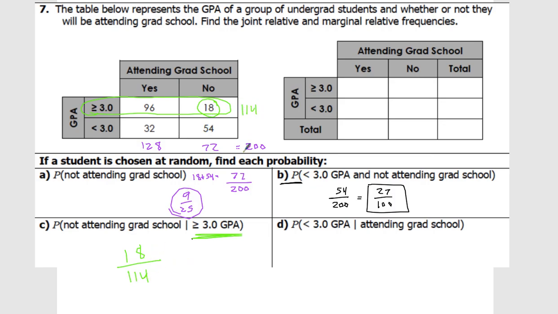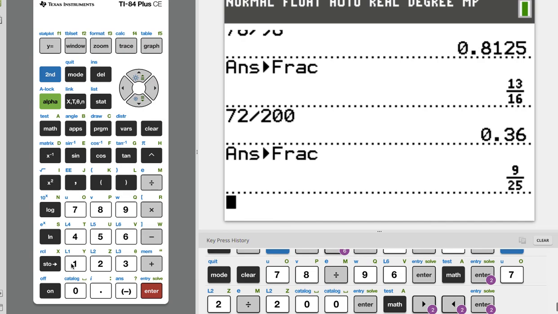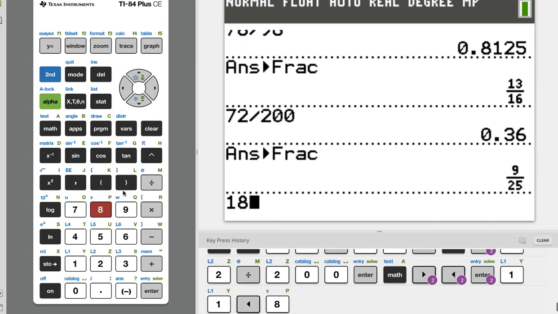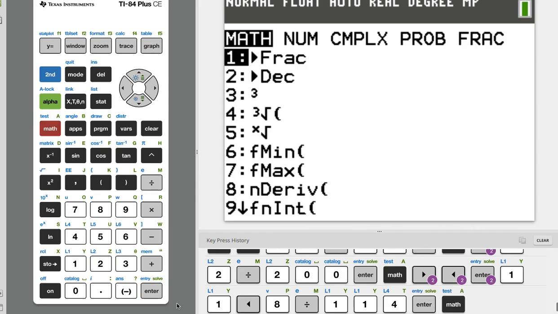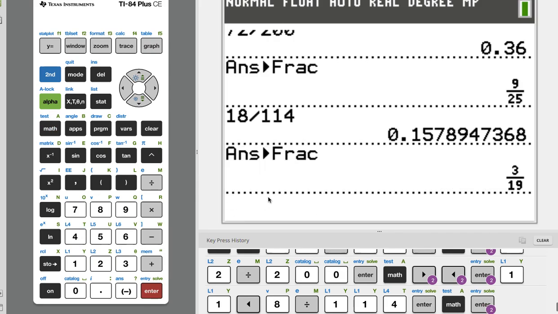Again, that came from the sum of 96 and 18. So 18 out of 114, put in our calculator. 18 divided by 114. Hit math frac. 3 out of 19.